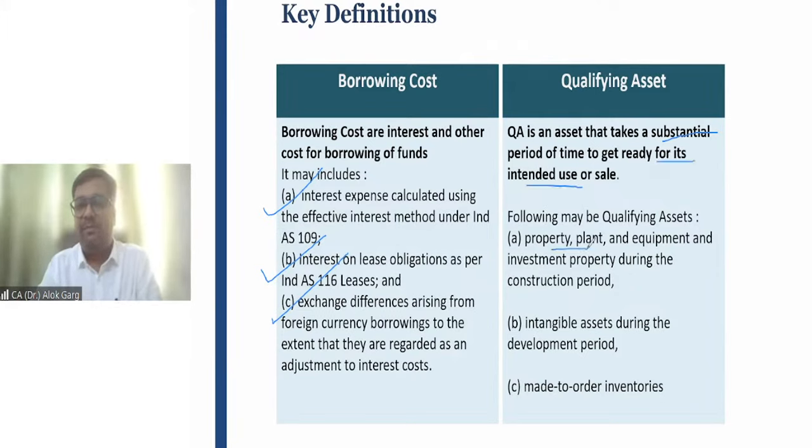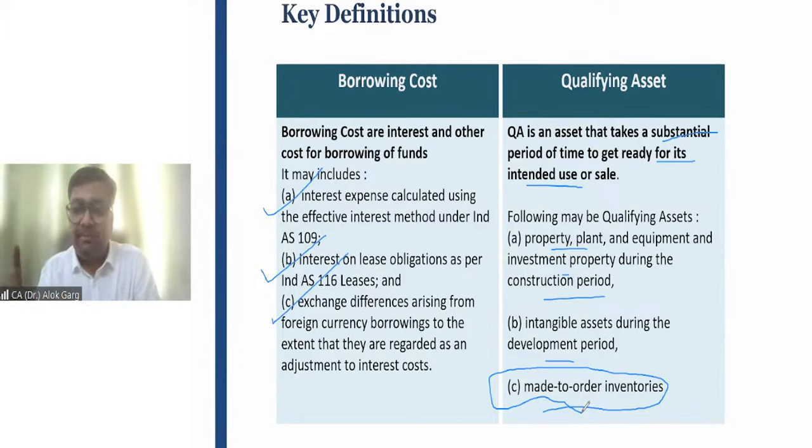Examples of qualifying assets are PPE, investment property during the construction period, intangible asset during a development period, and made to order inventories, the inventory which has been manufactured by giving an order, like aircraft, right? So Airbus does not keep the aircraft ready. Airbus only manufactures the aircraft when it has got the order. You must have heard that Air India has ordered 470 aircraft. IndiGo Airline has ordered 500 aircraft.